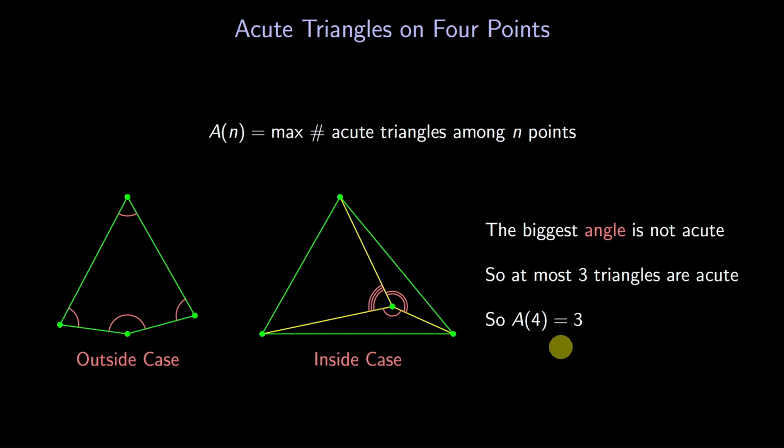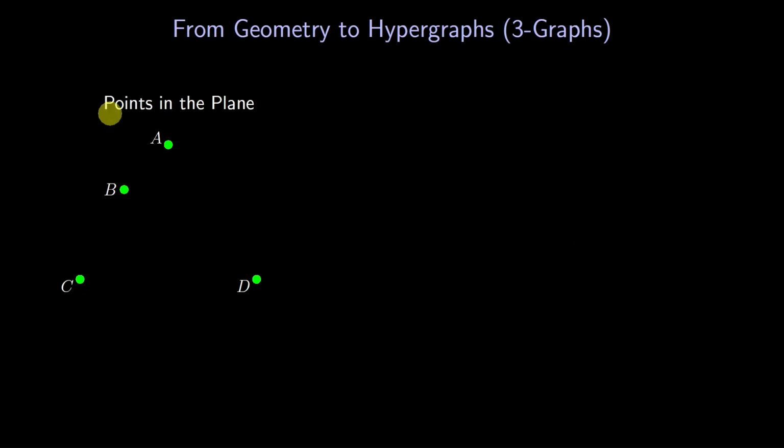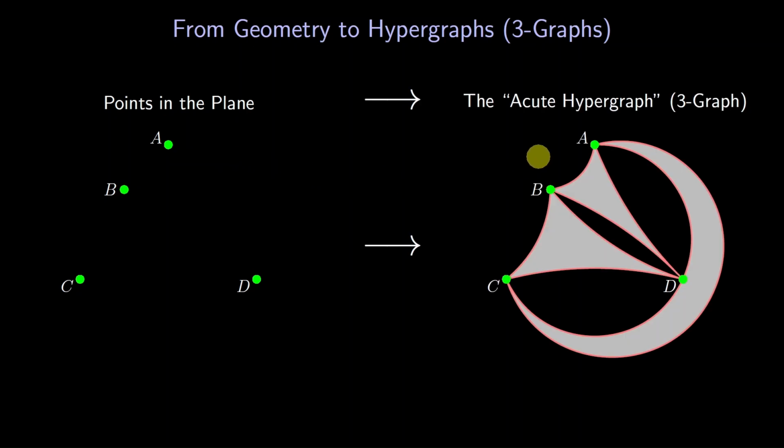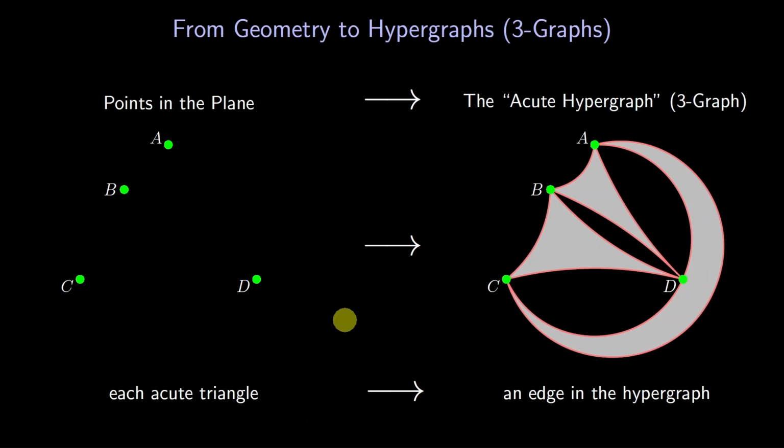I promised earlier to connect acute triangles and hypergraphs. Here's the connection. Suppose we have a set of points in the plane, like these. We'll form a hypergraph. Each of these points in the plane will be a point in the hypergraph. For each acute triangle on these points, we'll create an edge, a triple of points, in the hypergraph. For instance, BCD is an acute triangle, so BCD will be an edge in the hypergraph. We'll call this the acute hypergraph of the points in the plane. The number of acute triangles is the same as the number of edges in this hypergraph.